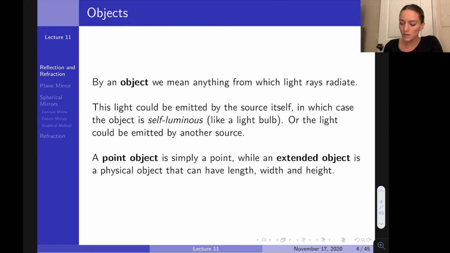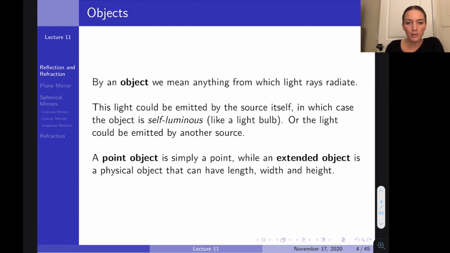So by an object, we mean anything from which light rays radiate. So that could be something like a light bulb that is self-luminous, as we say, it emits its own light. So like a light bulb, the sun, those are all self-luminous. But as we'll see in a second, even objects that aren't self-luminous, we're still going to draw the light rays as coming from them. Kind of like how even though the moon isn't self-luminous, it still has light coming from it because it's reflecting the light from the sun.